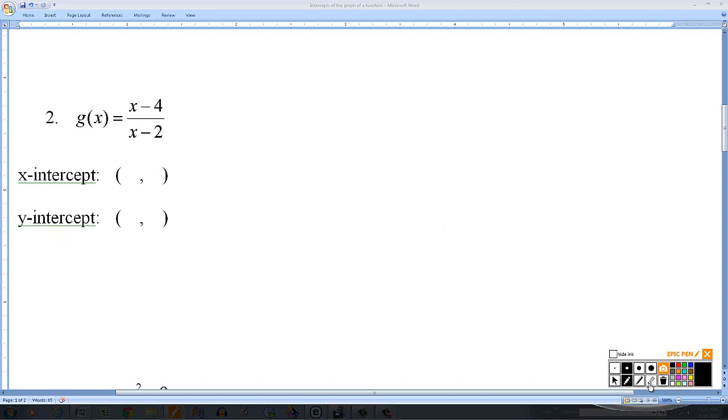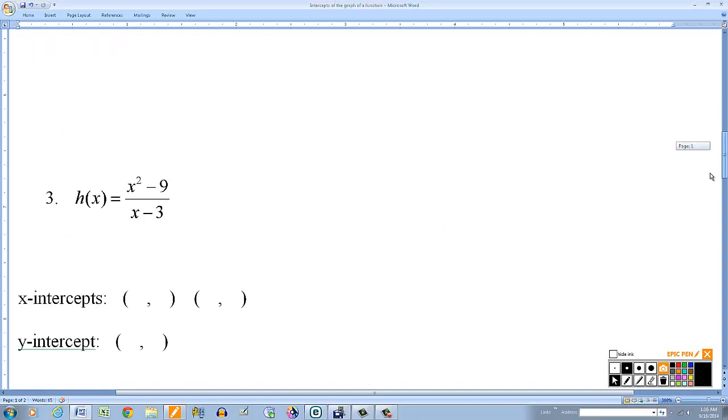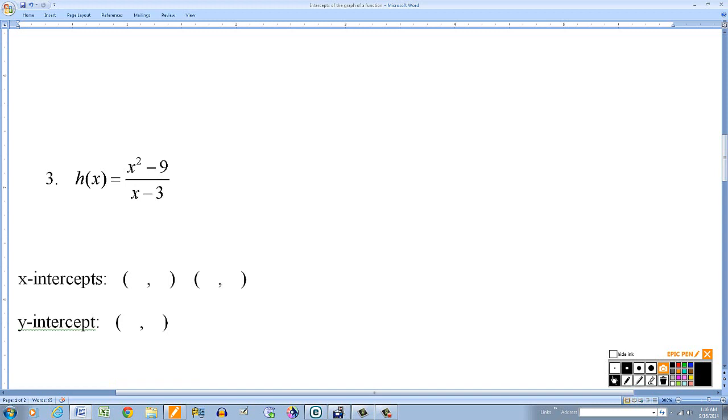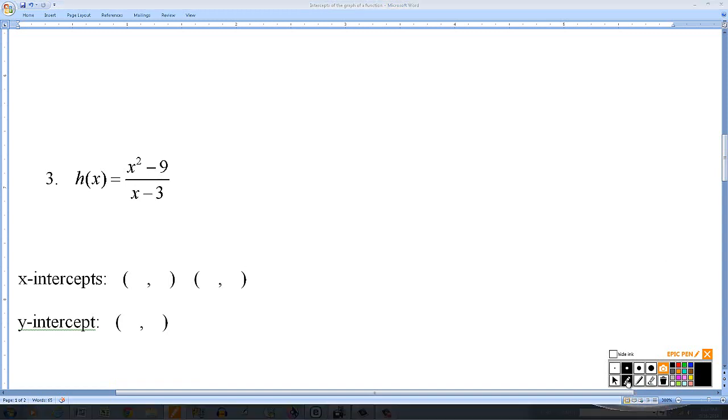Clear? And let's go to the next one. Okay, again, the y-intercept is found by simply replacing the x by 0. So if x is 0, what is the y value? Okay, so put a 0 where the x is. 0 squared is 0, so I get basically -9 over -3. -9 over -3 is a positive 3.